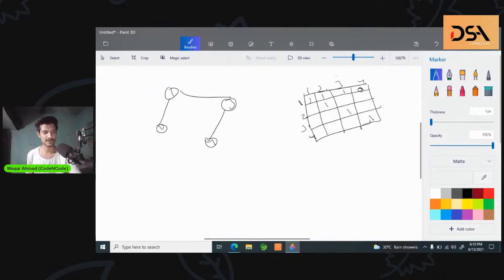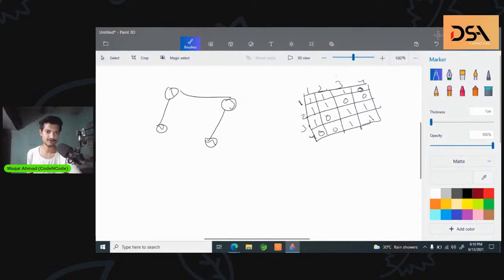So you might already have guessed what row 2 will be. Row 2: 2,1 will be 1. 2,2 will be 1, because node 2 is connected to itself. There's no direct connection from node 2 to 3 or 4, so 0 and 0. Similarly, let me fill in the other ones. For 3, we are directly connected to 1 and 4. This is 0. And for 4, we are directly connected to 3 only. So 4,4 is 1 and 4,3 is 1. So this is how your adjacency matrix representation will look.